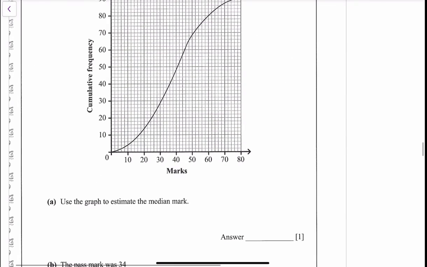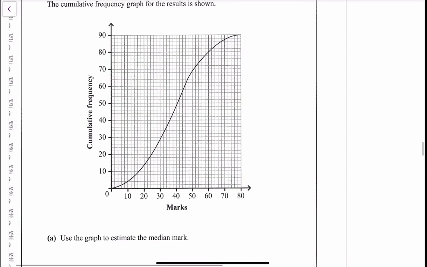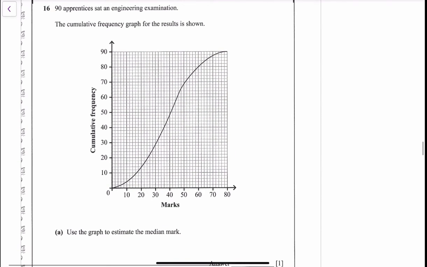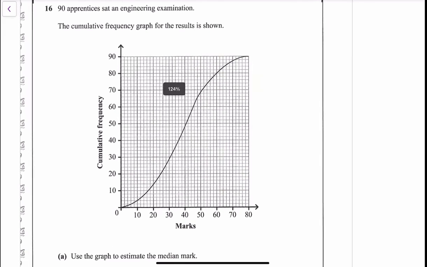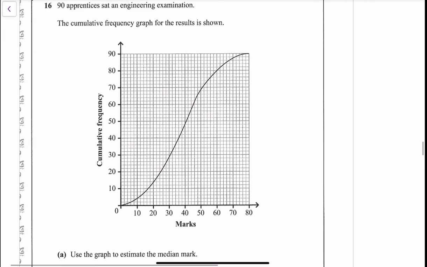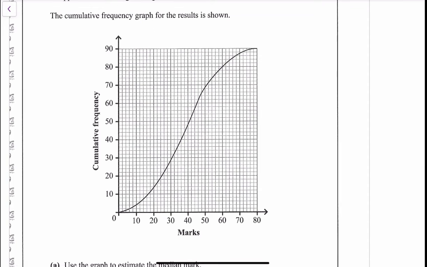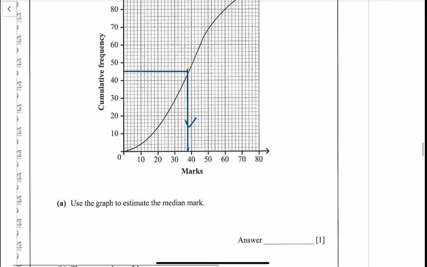Next question. Right, this isn't going to look nice on this thing. It's very hard to draw lines onto this. But you've got 90 apprentices sat an engineering examination. The cumulative frequency graph for the results is shown. Use the graph to estimate the median mark. There's 90 things, so what you do is go across at 45 and down. When I went across at 45 and down, that isn't too bad actually. Yep, you know what, I'll go with that. That's going to be 38. So 38 or 39, and they'll give you a wee bit of leeway.